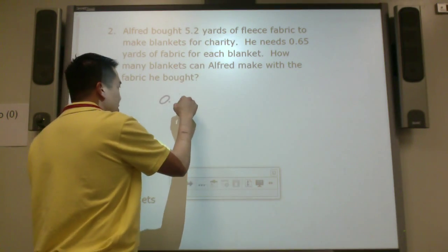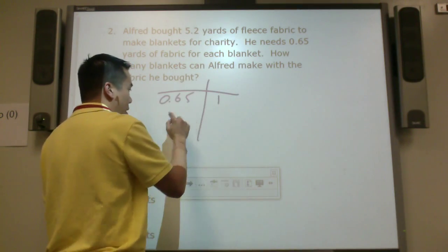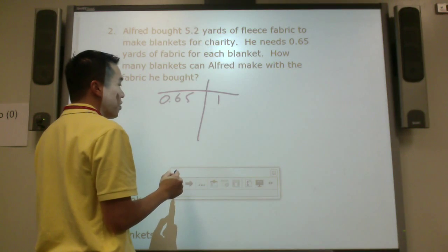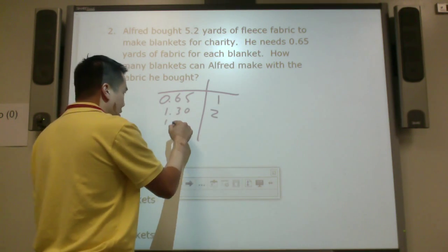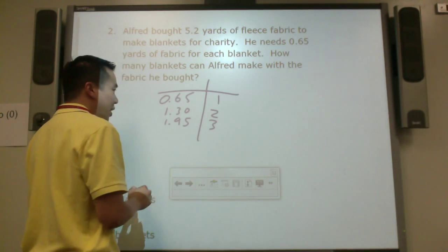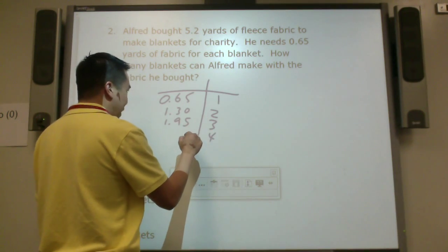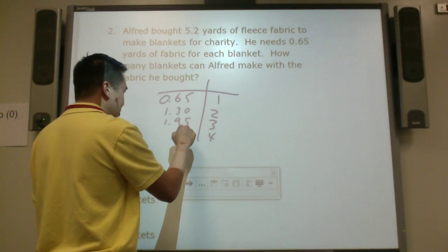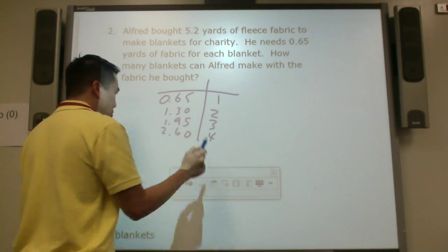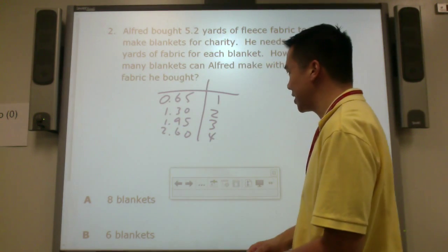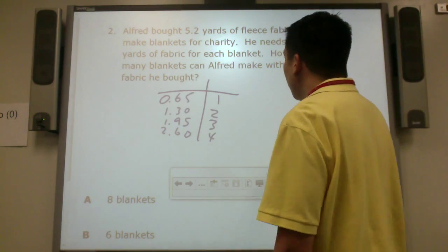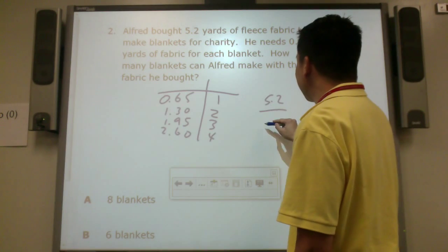You could make a table. One blanket needs 0.65. 2 blankets will need 1.30. 3 blankets will need 1.95. 4 blankets will need 2.60, and continue and continue. Or you can set it up as a division problem.